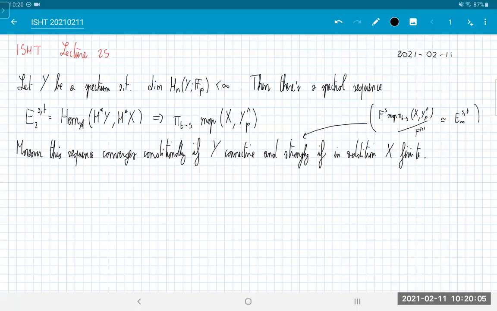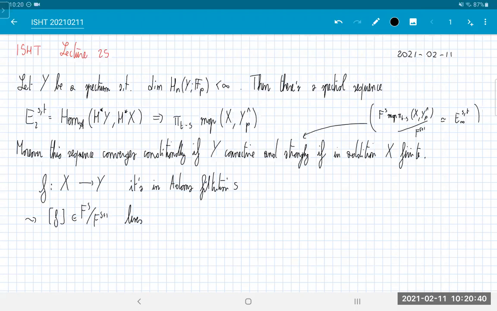Let's see how we can find this. Suppose we have a map f from X to Y, and suppose Y is p-complete, so we don't have these issues, since it doesn't change the cohomology anyway. So you have a map from X to Y, and suppose it's in Adams filtration s. This means the class of f in F^s mod F^{s+1} lives in a subquotient of Ext. I wrote Hom, but of course that was wrong. This is Ext. S and T have to appear on the left-hand side, otherwise we have problems.